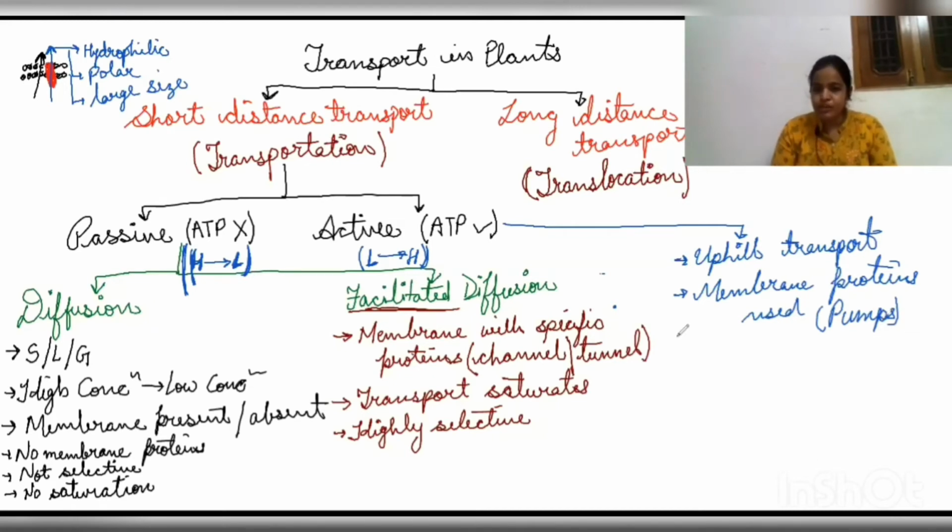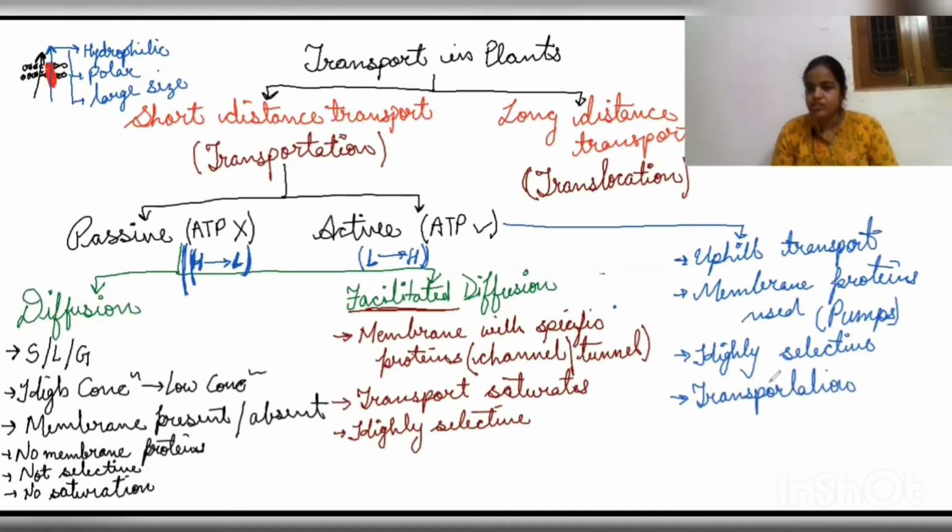Since proteins are used, you can easily remember that the transport will be highly selective. For example, sodium ion carriers will only transport sodium ions. They are not going to choose any other ion like potassium ions; no other ion is used by the sodium ion carriers. Another point: the transportation saturates because carriers are involved. Transportation saturates.